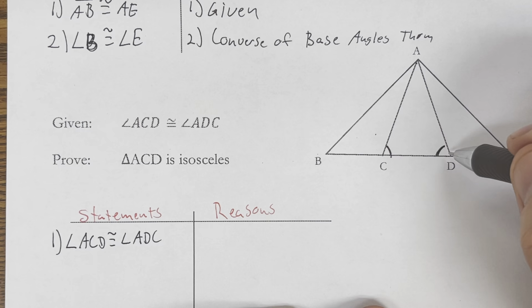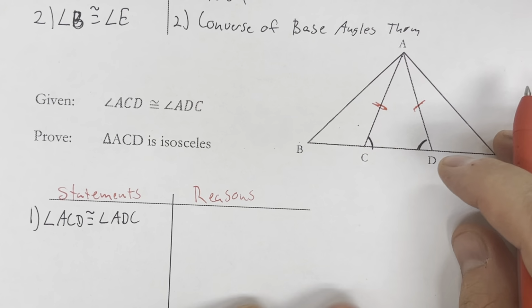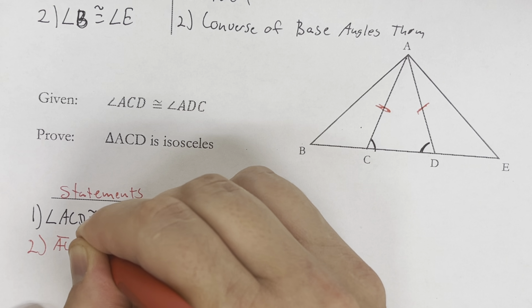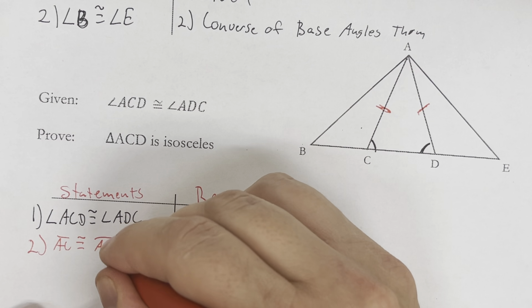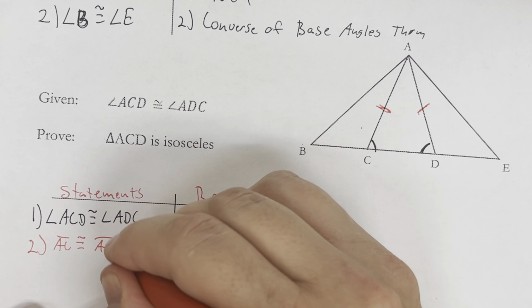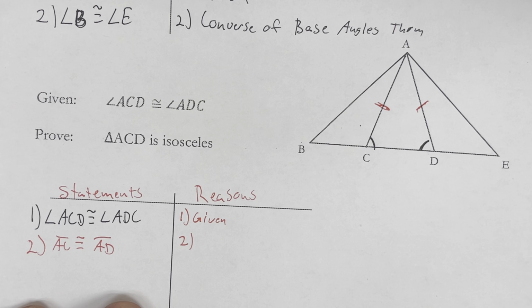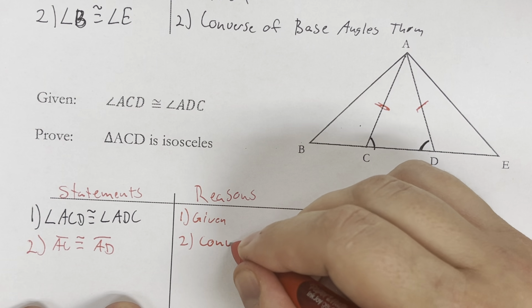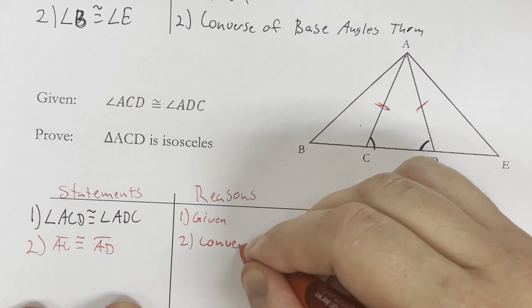So since these two angles are congruent, I can then state that these two sides are congruent. So AC is congruent to AD. Oop, I forgot to write given. Reason, we went if two congruent angles, then two congruent sides. That's the converse of base angles theorem.